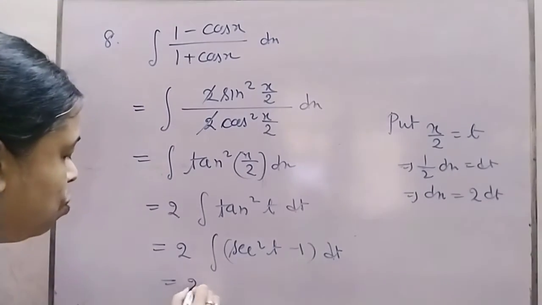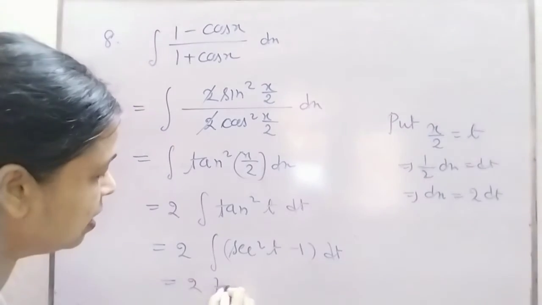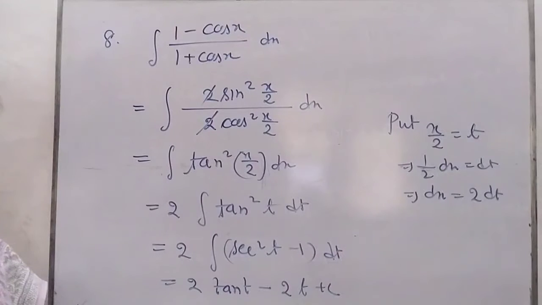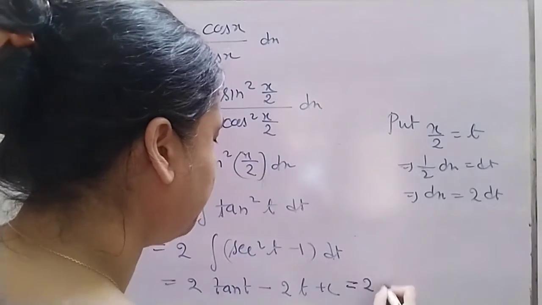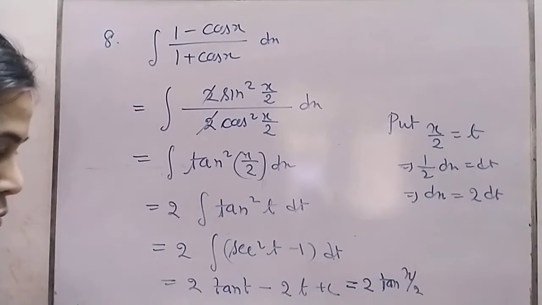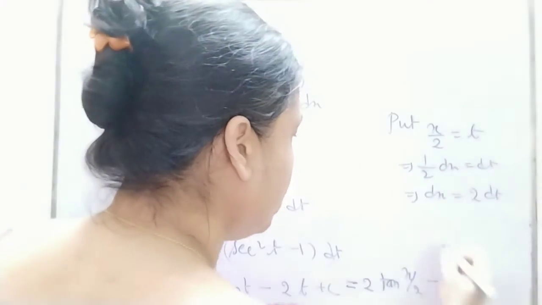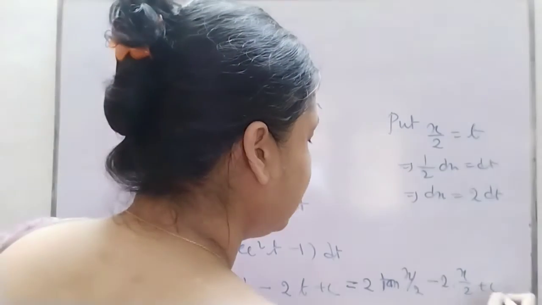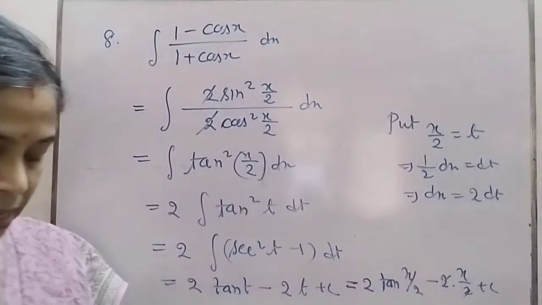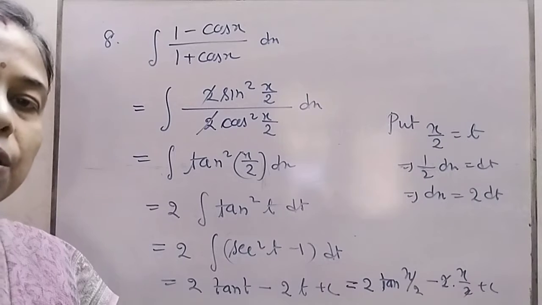Now do the integration. 2 times the integration of sec square t is 2 tan t, minus 2 times the integration of dt, which is t, plus c, and ultimately you change t in terms of x by 2. So we have 2 tan t, where t means x by 2, so 2 tan x by 2, minus 2t, where t again means x by 2, plus c. The 2 will be cancelled out. So what is the answer? 2 tan x by 2 minus x plus c is the answer of the question.